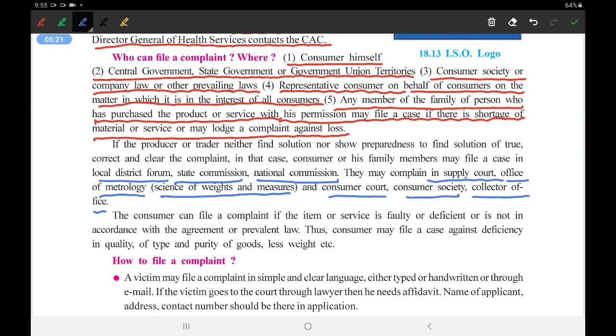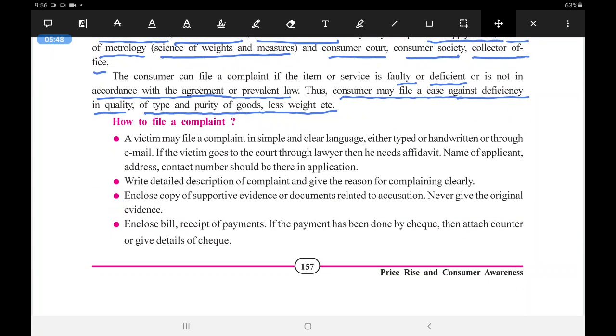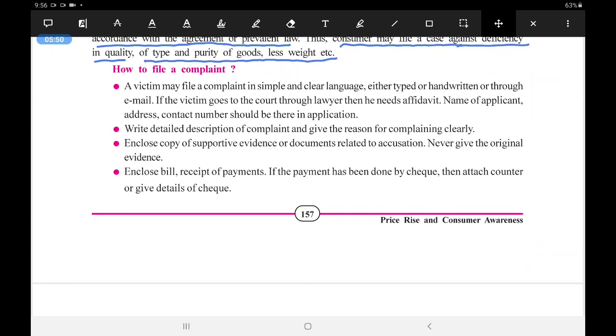Next, the consumer can file a complaint if the item or service is faulty or deficient or is not in accordance with the agreement or prevalent law, if it is not as per the law or as promised. Thus, a consumer may file a case against deficiency in quality, type and purity of goods, less weight, etc. So in this way, a consumer may file a complaint if he is not satisfied with the product given to him. Now, how to file a complaint?